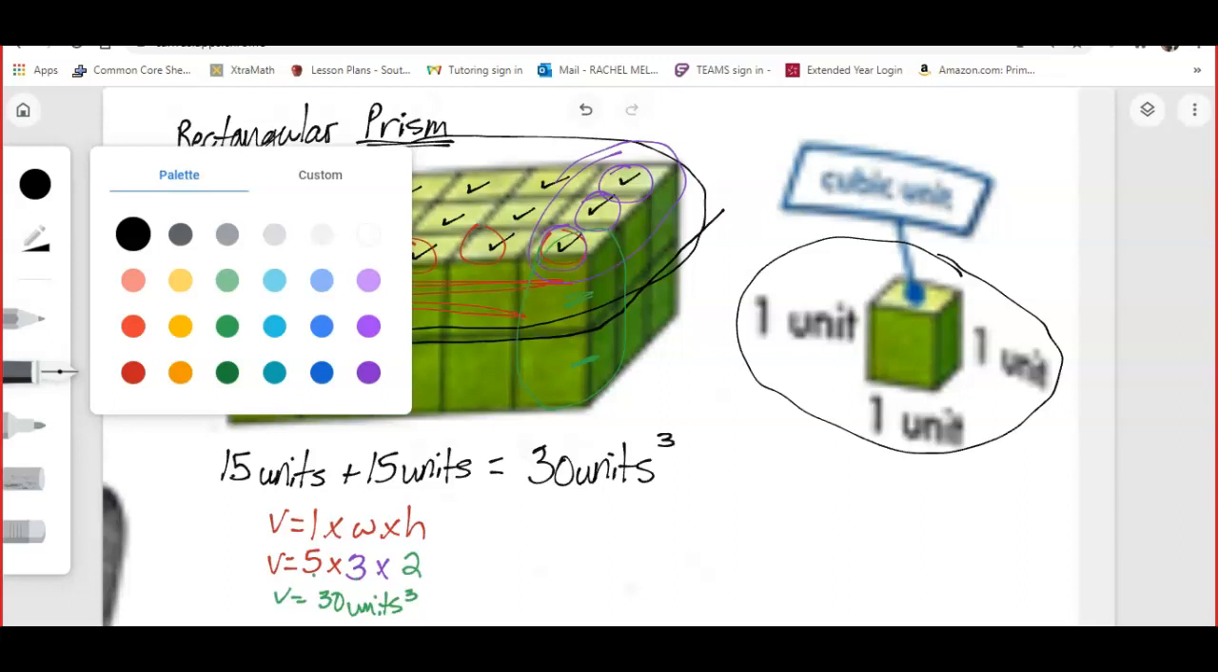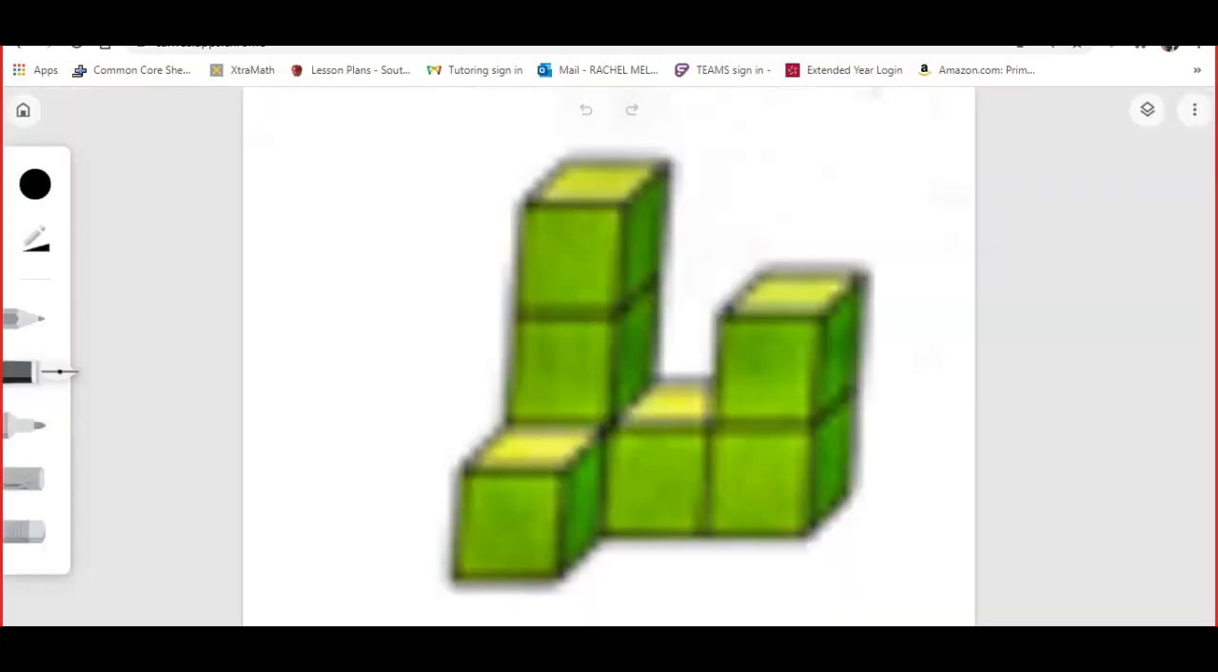All right, going to another one. Let's look at this shape. Now, this one is not a rectangular prism. This is just a shape. But what I want to do is see how many cubic units. So what I probably will do here is mark off like I did in the last one with check marks. So this is 1, 2, 3, 4, 5, 6. I'm going to write that down because I don't want to forget.